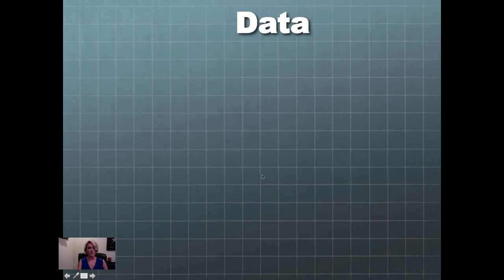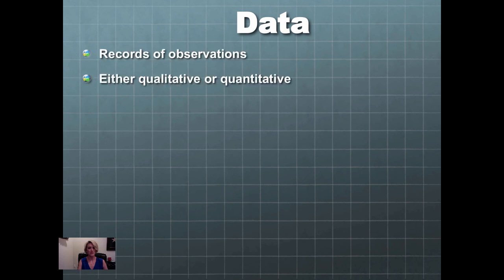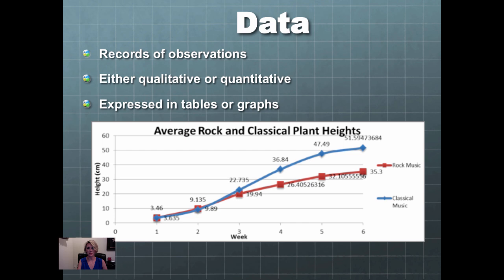Now, once your experiment gets rolling, you're going to make some observations and collect some data. Remember, it can be qualitative or quantitative. In our case, it is quantitative because we're measuring how tall the plant gets. And then you're going to express your data in tables or graphs, which are much easier to read than just a simple data table. And here are our results expressed in a graph.